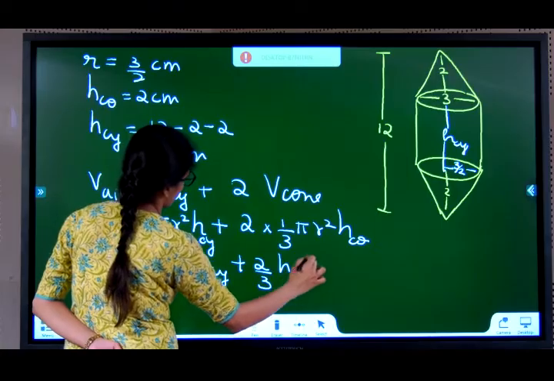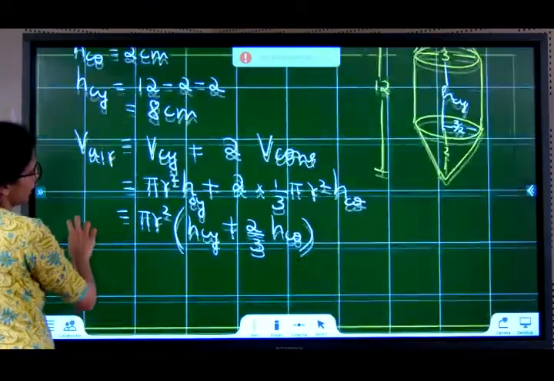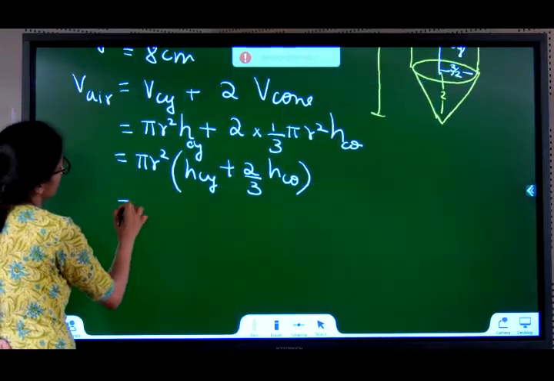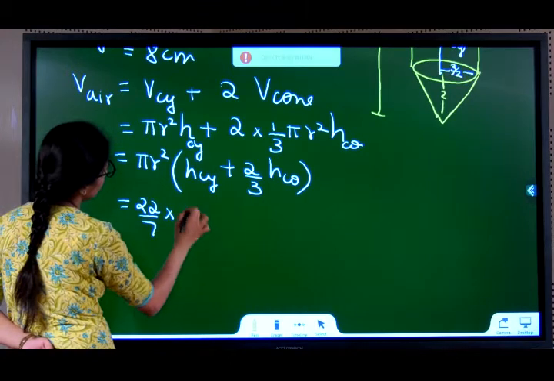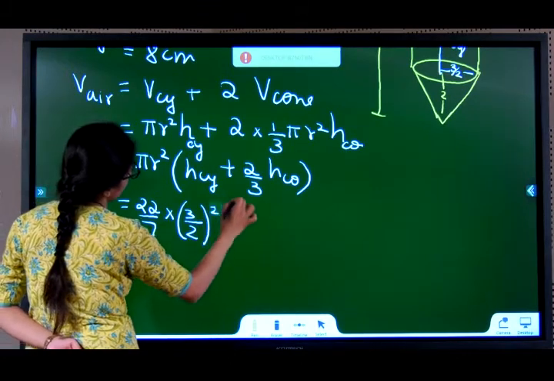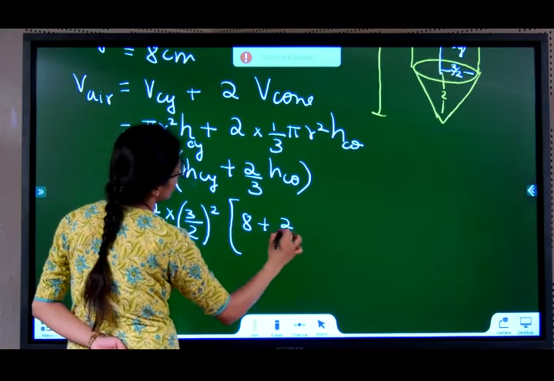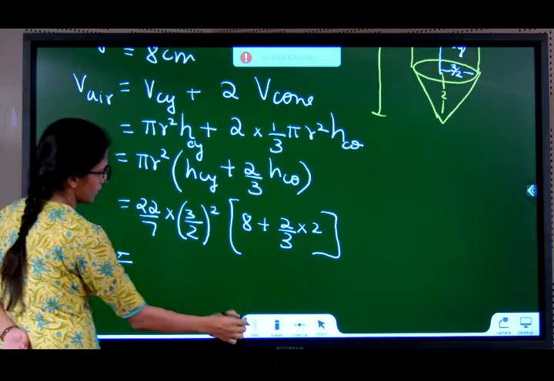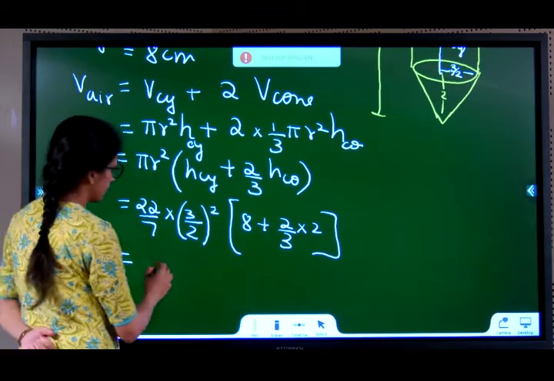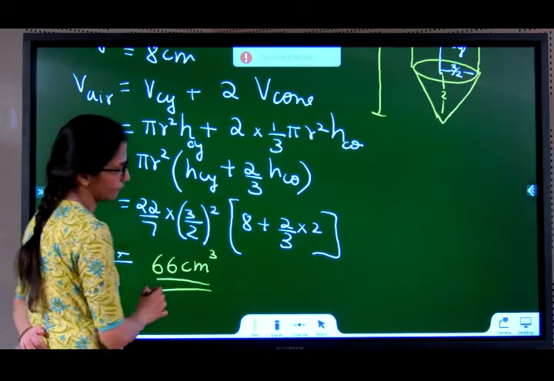h cone. In the question, have they told to take pi as 3.14? No. So take it as 22 by 7. 22 by 7 into 3 by 2 the whole square, into H of cylinder 8 plus 2 by 3, h of cone is 2. On solving this, we get 66 centimeter cube.